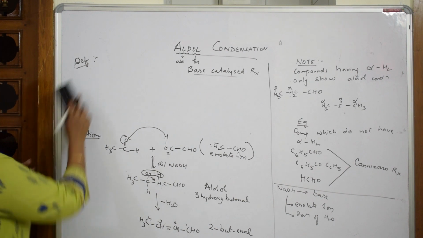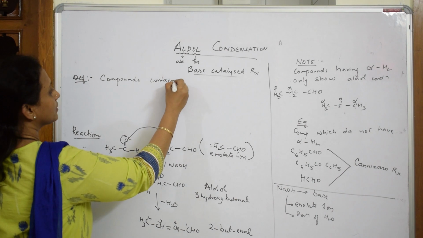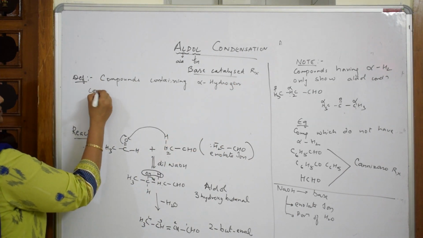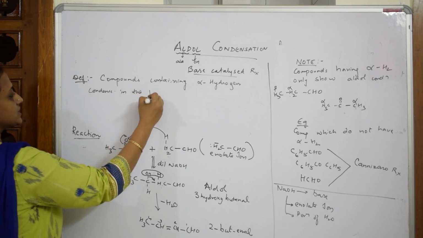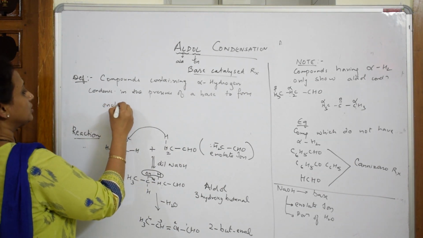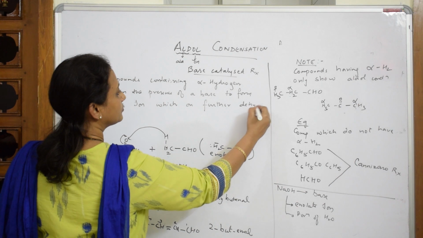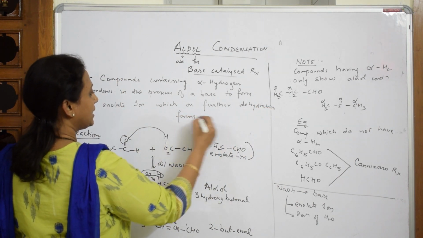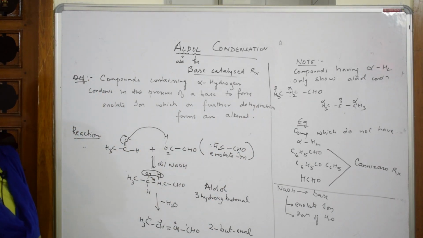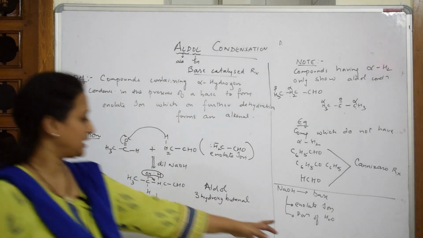Now let us write the definition. What is the definition? Definition is: compounds containing alpha hydrogen condense in the presence of a base to form enolate ion, which on further dehydration forms an alkenyl. That's it. This is your complete presentation of your aldol condensation. 1 important, 2 important, 3 important, 4 important, 5 important, 6 naming is important.